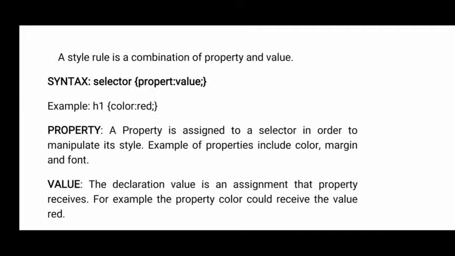A style rule is a combination of property and value. If you want to give a style to any HTML element, we give the HTML element name and what style you want to give. Whichever element you want to give the style to, that element is called a selector. And what style you want to give, that is called a property.